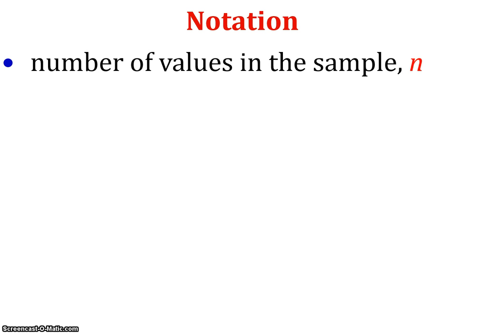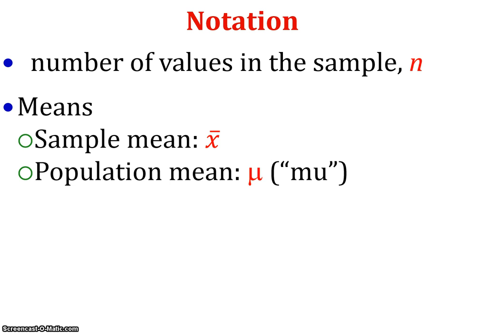A little bit more notation. Throughout the course, when we use the small n, that's going to stand for the sample size, or the number of values in the sample. When we're working with means, the sample mean is always going to be represented by x bar, x with a little line across the top of it. And the population mean is going to be represented by the Greek letter mu. So mu is the population mean, x bar is the sample mean. The median, we generally use the notation m for the median.